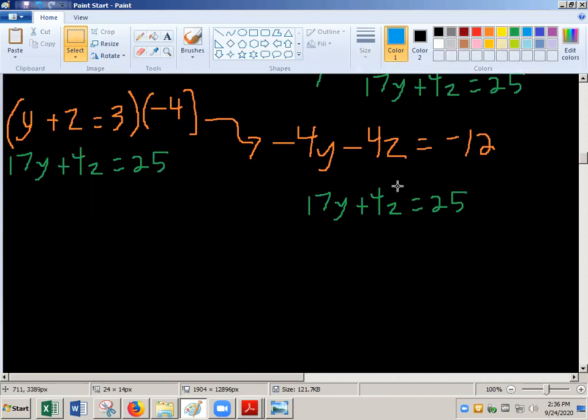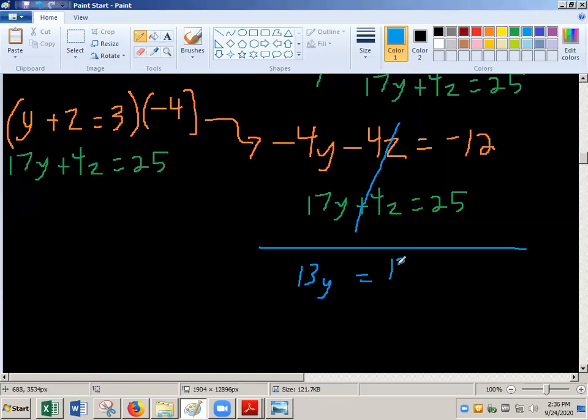So now let's add these things up. Let's choose a new color here to represent this. My negative 4y and my 17y give me a positive 13y. Here my z's cancel off. And now I got equals 13. Oh my goodness, this is so nice. Divide by 13 on both sides. My y value equals 1. I now have one of my answers.